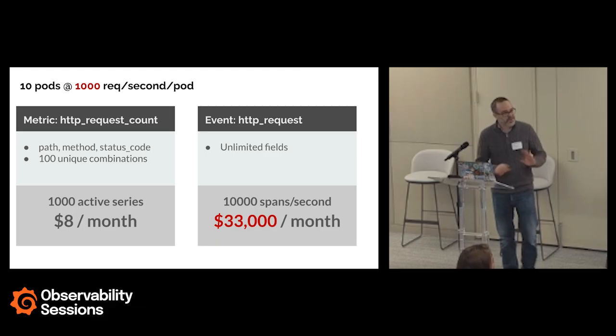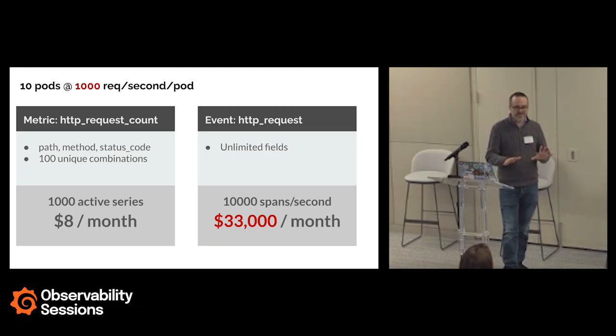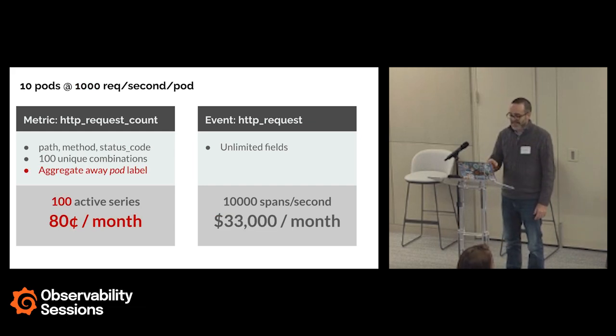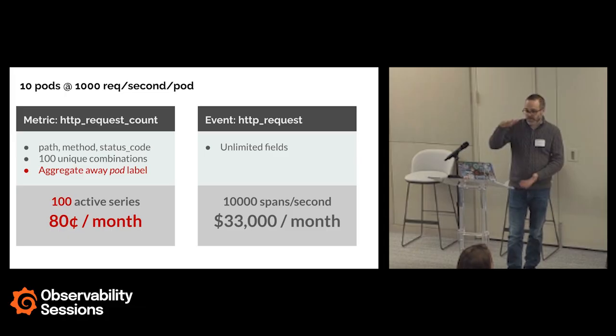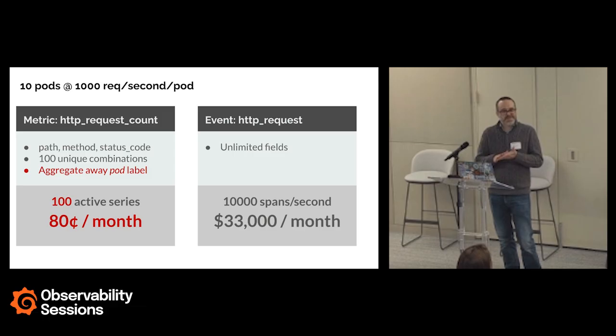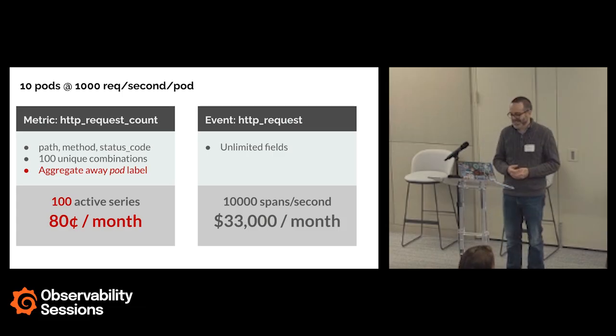All right, and now I'll do a little plug for one of my favorite Grafana features, which is adaptive metrics. Adaptive metrics allows me to aggregate away labels I don't care about. So of those 100 metrics, maybe I don't care about the pod label. I just care about the metrics in aggregate across all my pods. So I've reduced the series down to 10 series instead of 100 series. So now I'm paying 80 cents a month, still paying $33,000 a month if I was doing some wide events.